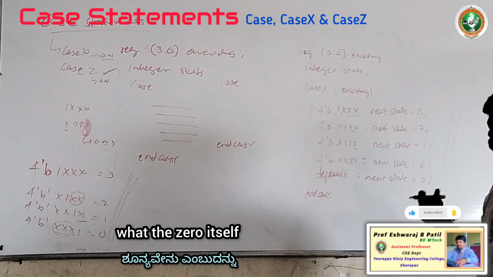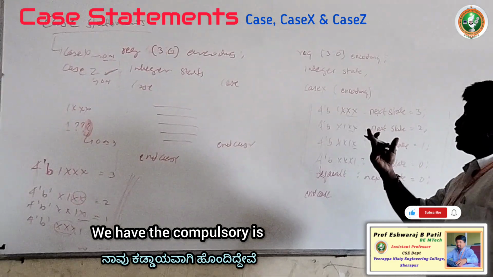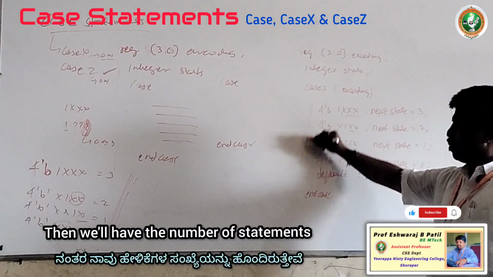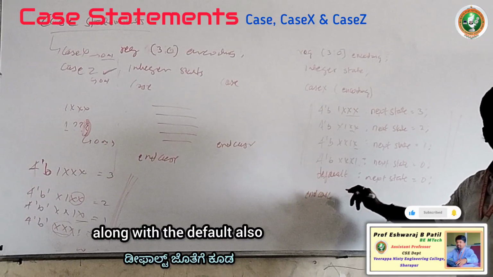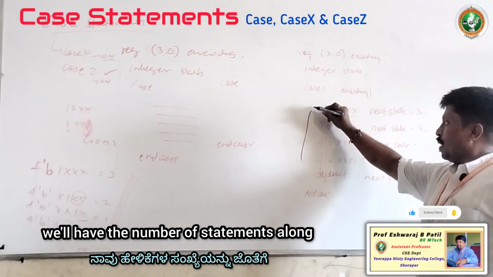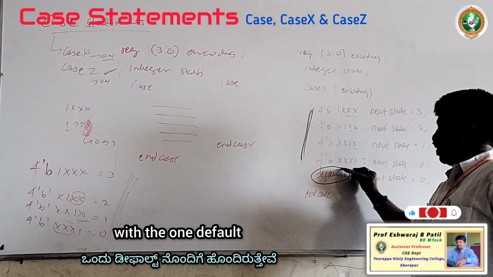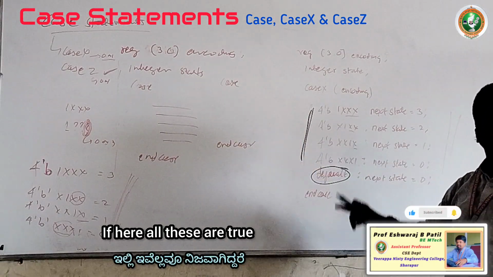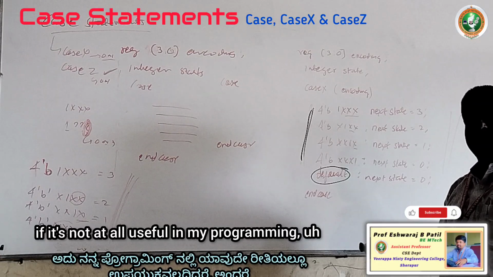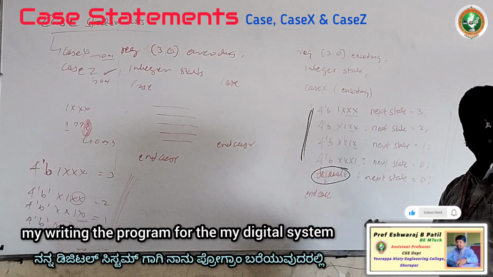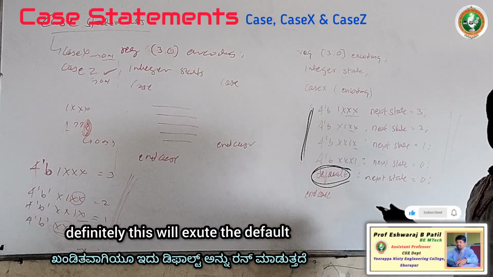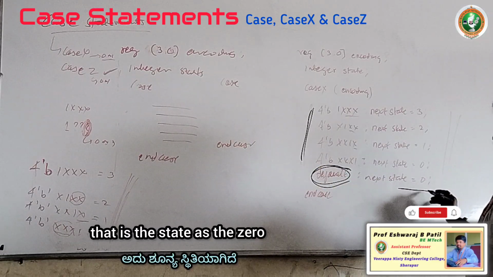That is to be taken as the next state, which would be 0 itself. Okay, compulsorily we have the casex case statement, then we will have a number of statements along with the default also. This is compulsory. If it's a casex statement, we will have a number of statements along with one default. If all these are true, then they will execute. If it's not at all true, if it's not at all useful in writing the program for my digital system, definitely it will execute the default, where the state is 0.